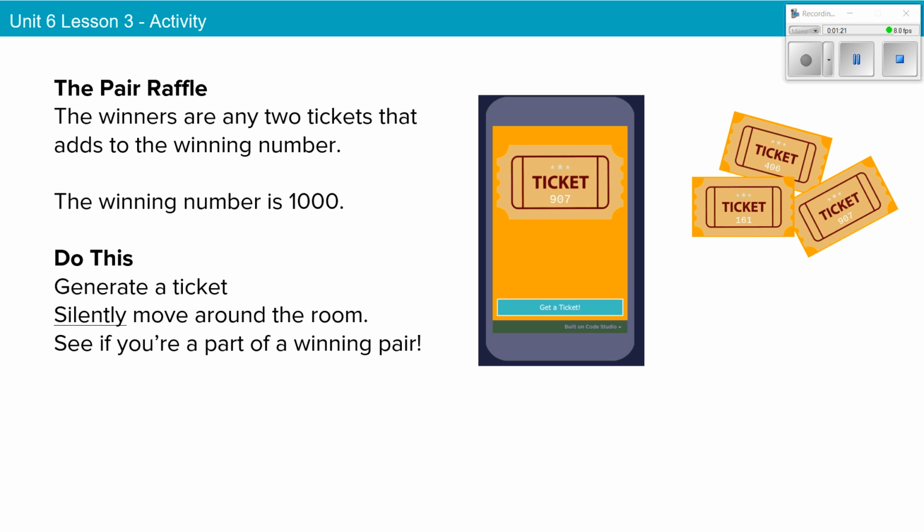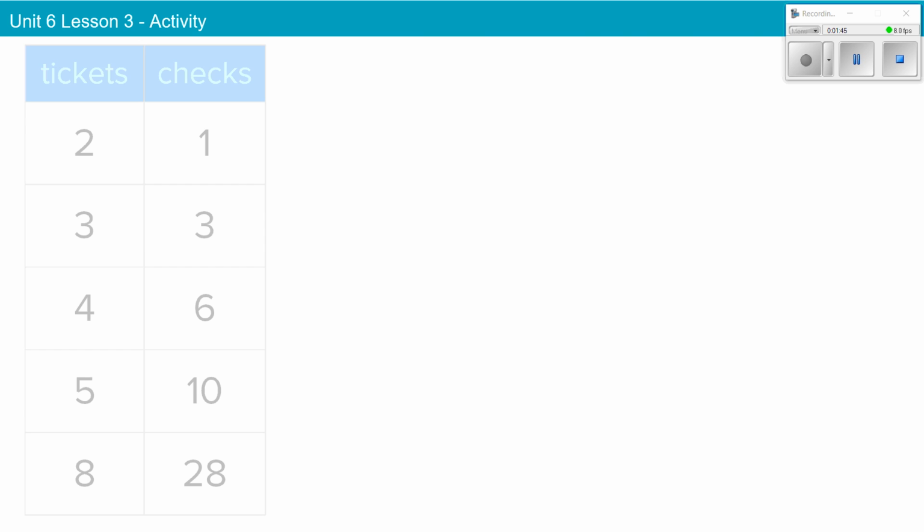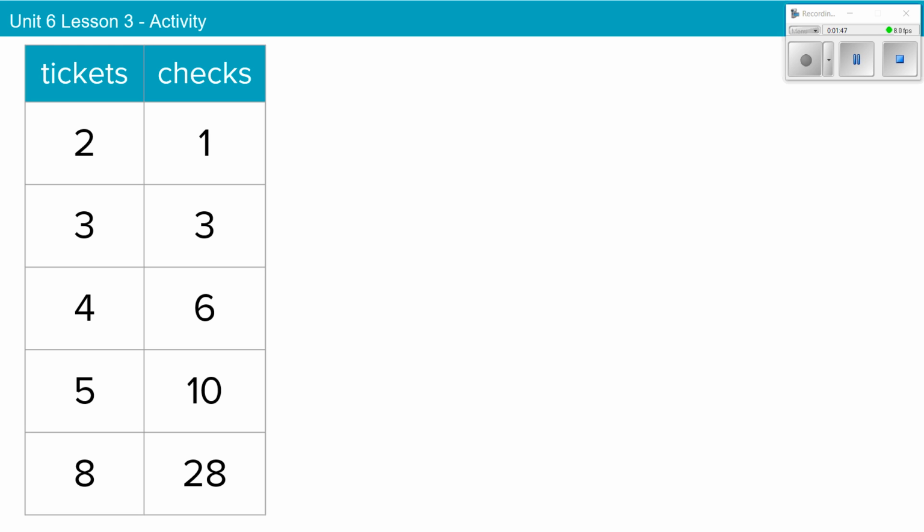And this is more complicated than a linear search or a binary search, because we have to go around and compare two numbers, add them, and see if it equals the winning number. Then take two more numbers from the list, add them, see if it equals the winning number. Take two more numbers, add them, see if it equals the winning number. If I have two tickets, there's only one thing to check because there are only two numbers to add together here.